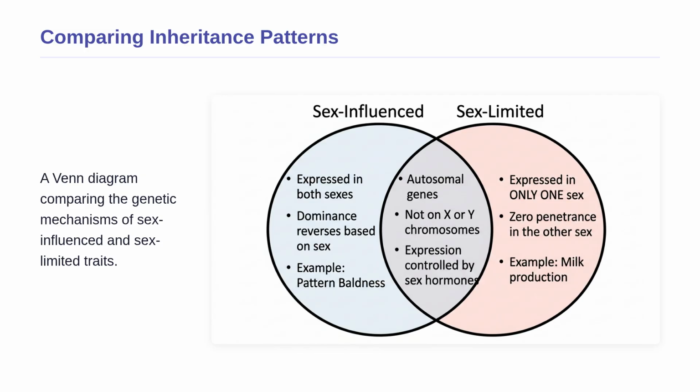But the most important part of this diagram is the intersection in the middle. It teaches us that despite their differences, both types of traits share a common foundation. They are both caused by autosomal genes, not sex chromosomes, and their expression is heavily controlled by the internal hormonal environment.